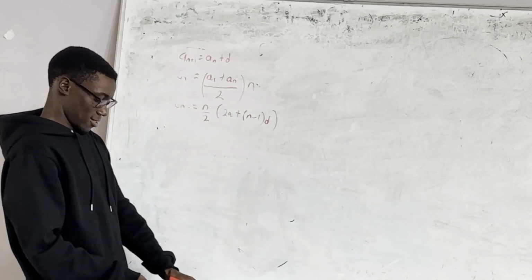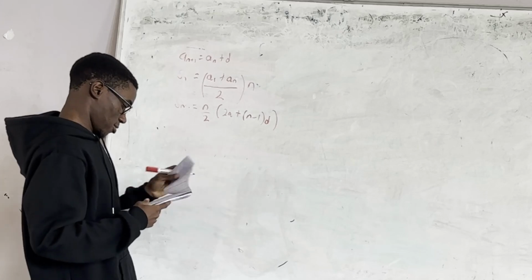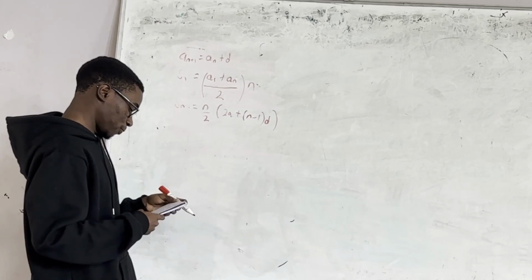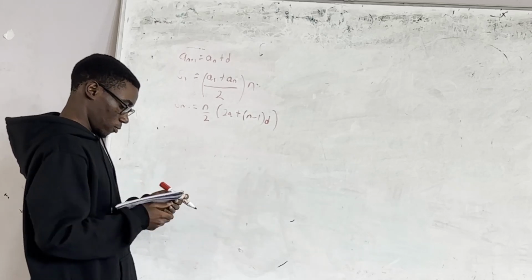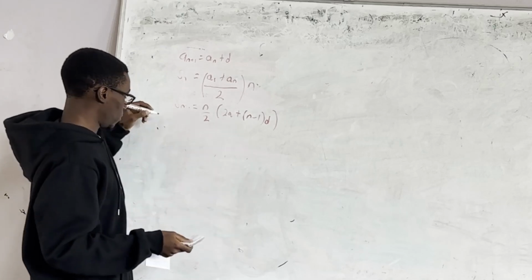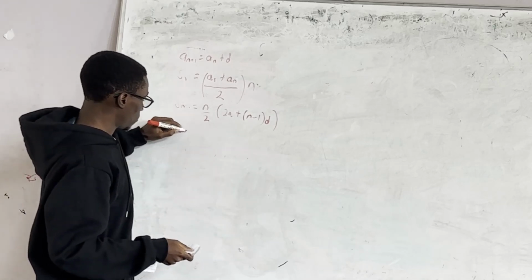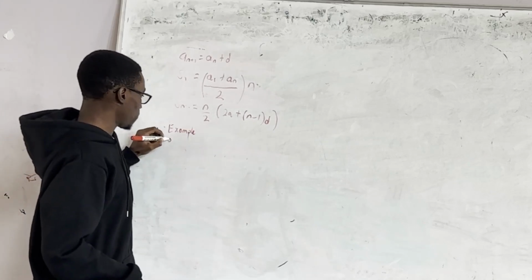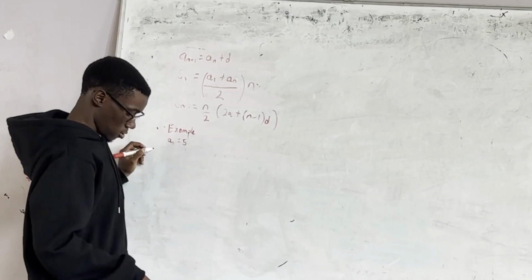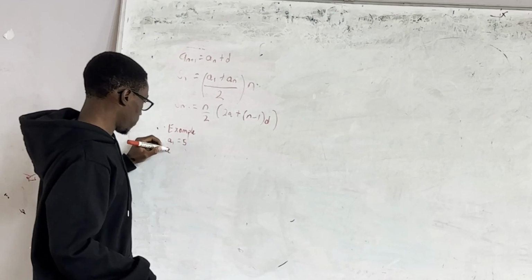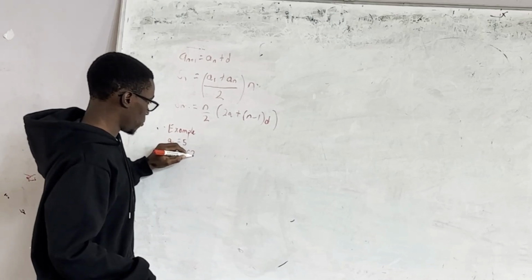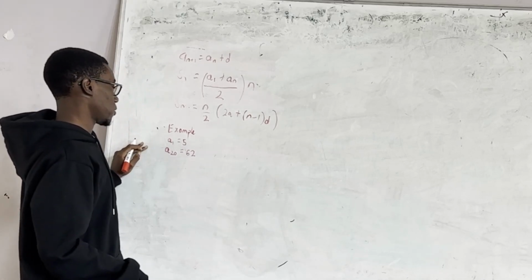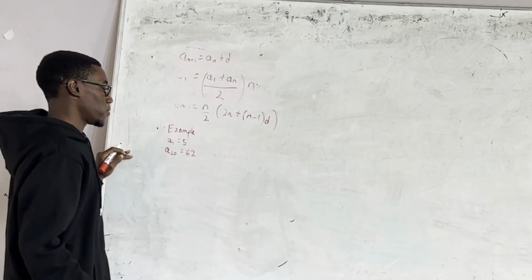Here's an example. We're given the first term, A1, as 5, and the 20th term as 62. And we're required to find the sum of the first 20 terms.